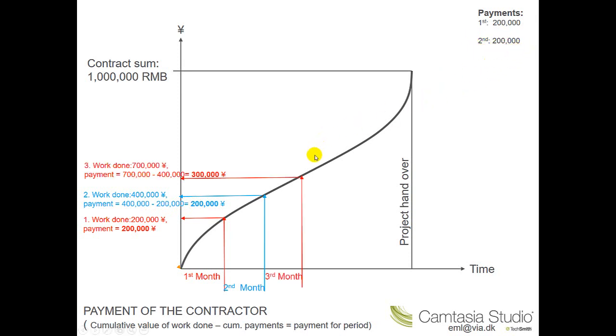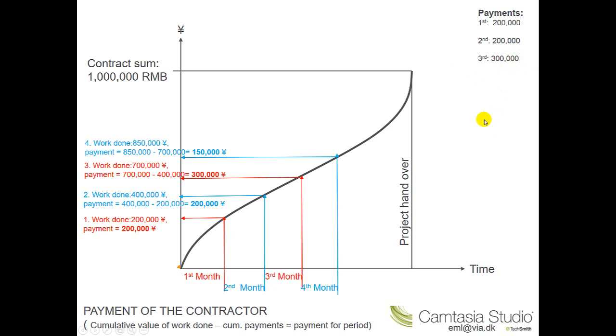At the end of the third month, the value of work done is reckoned to be 700,000. So if everything is all right, 700,000 is the payment minus the previous months' payments, in other words, 200,000 and 200,000, that's 400,000. So 700,000 minus 400,000 gives 300,000. So the payment for the third month is 300,000.